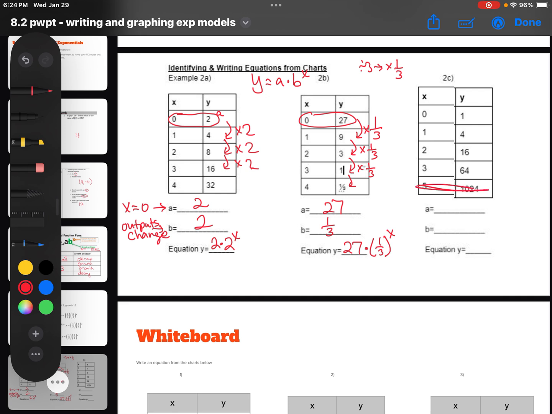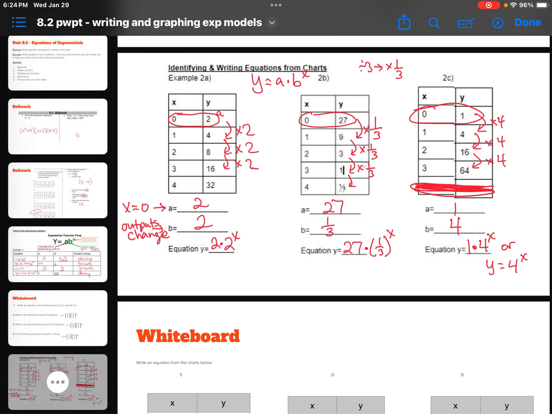On the last one, ignore this last row. I was kind of playing around a little bit, but on this one, your a is going to be 1. Your b, multiplying by 4 each time. Since we're multiplying by 4, that's our b. So we have 1 times 4 to the x. You could rewrite this so that the 1 in the front isn't there. So you might also see this as y equals 4 to the x. Either one is fine.